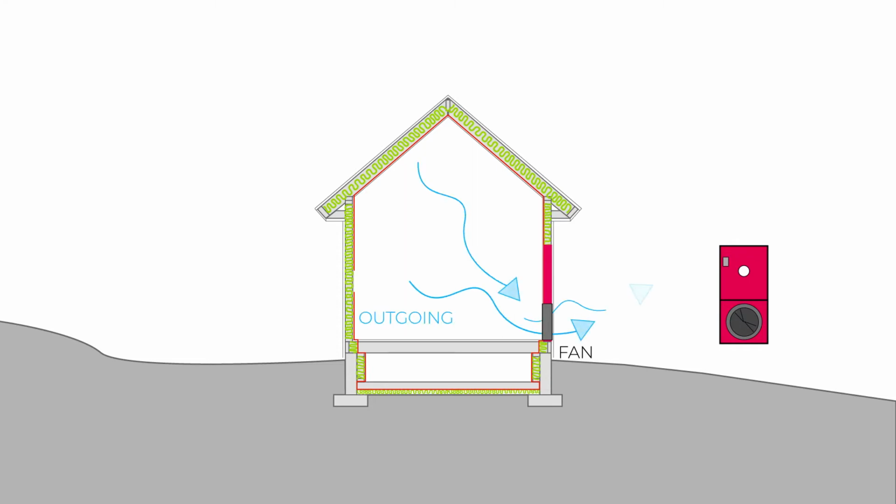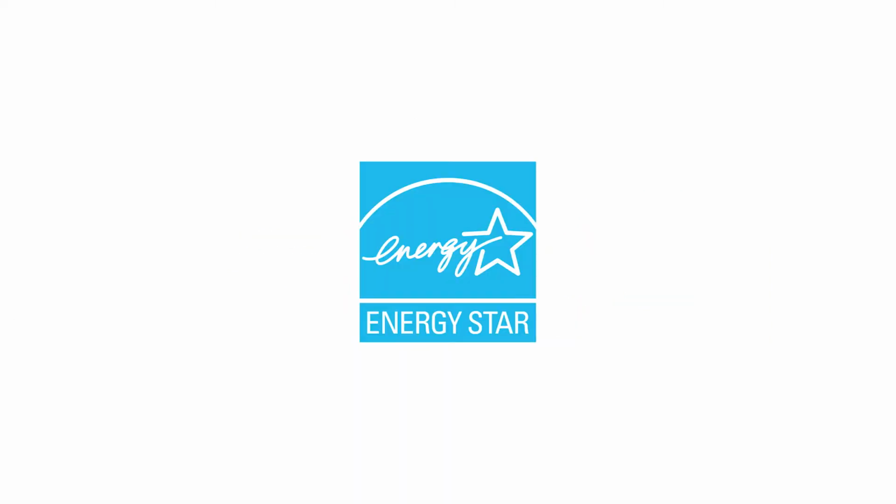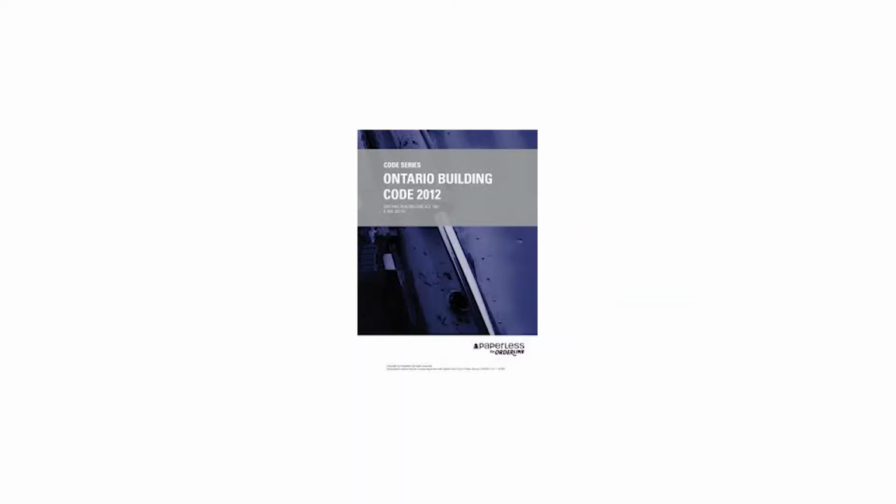A blower door test is used to understand how much air is entering or exiting the building at a specific pressure. Some building energy certifications require specific air tightness targets such as Passive House, Energy Star, and the OBC energy codes for residential and commercial buildings.